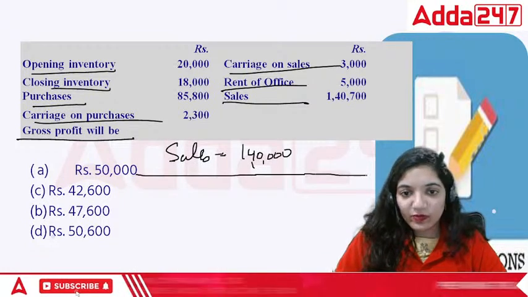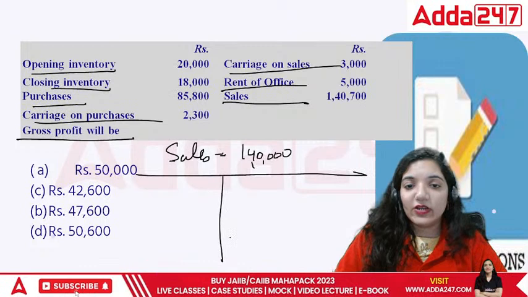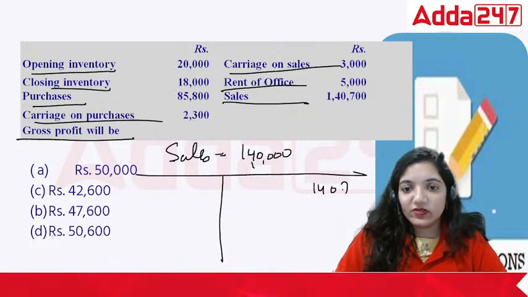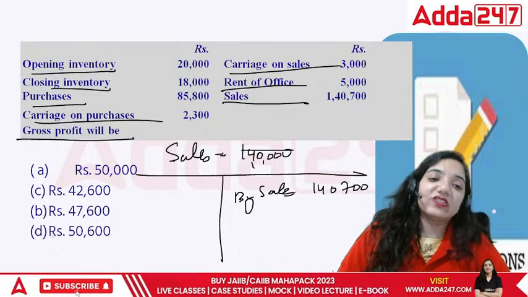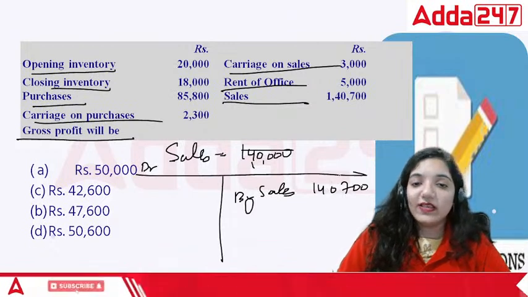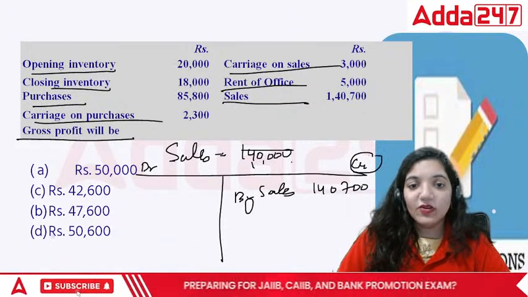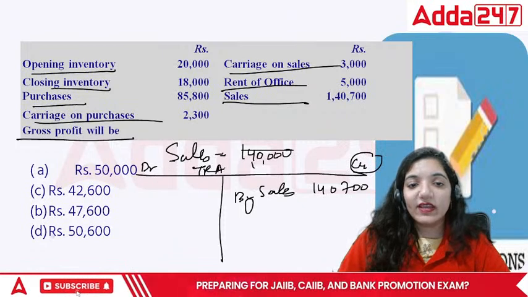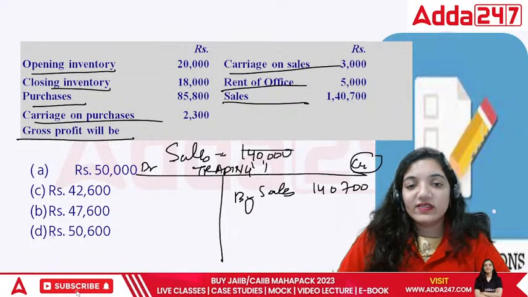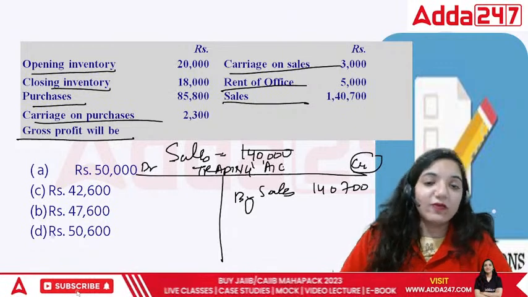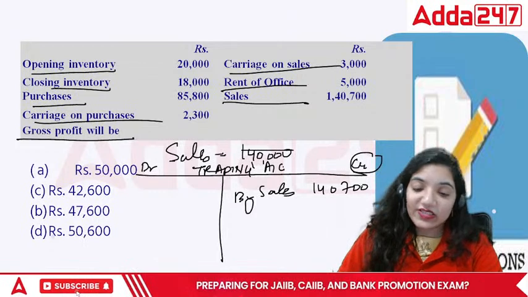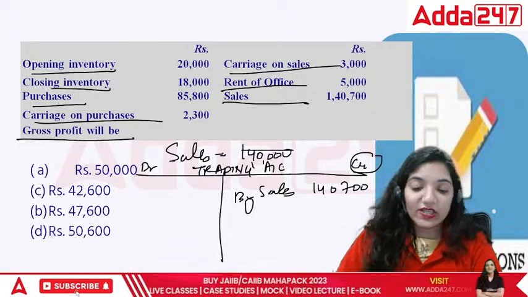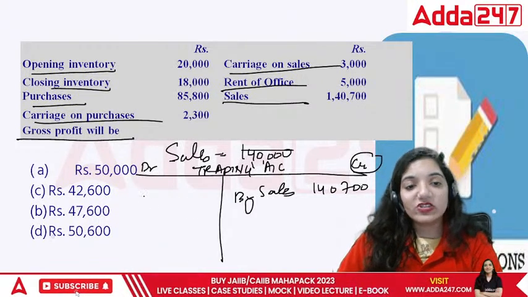This amount would be shown in the trading account. It goes here, 140,700. Right? This is by sales. All the expenses on the debit side, all the incomes on the credit side. This is called a trading account. Since we have to find the ultimate profit now, why don't we make it a proper question? This is a financial statement question. Such kind of questions are asked in the examination in the form of case studies. So let's talk about it as well.